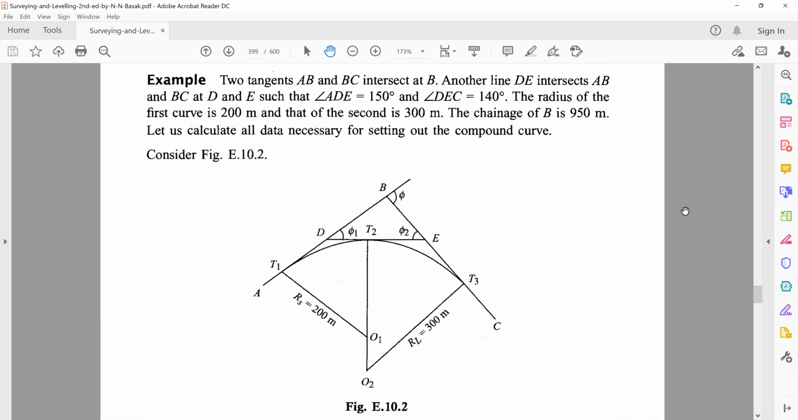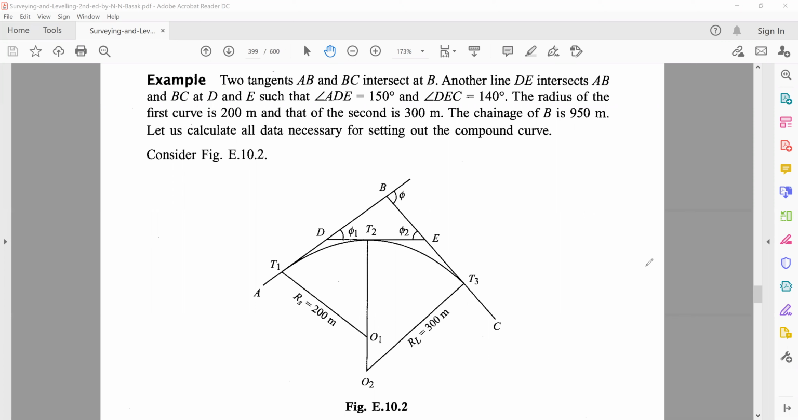So the question is that two tangents AB and BC intersect at the point B. So these are the tangents of the compound curve. Another line DE intersects AB and BC at D and E such that angle ADE is equal to 150 degrees. So that means they've given a figure, which makes it pretty much easier. But you should be able to construct this diagram even if it's not given, just by reading the statement. So you should know how to do that.